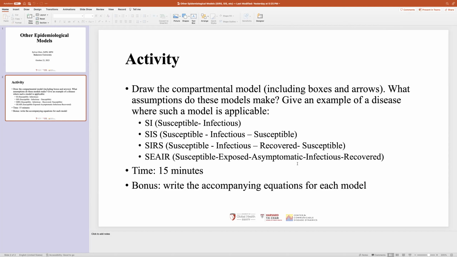So the first one will be the susceptible individuals. The arrow goes from susceptible to exposed to asymptomatic to infectious, then recovered. The susceptible individuals are the entire population that are at risk of getting malaria. Then the exposed, for example, I'll give an example of Kenya because that's what I'm conversant with.